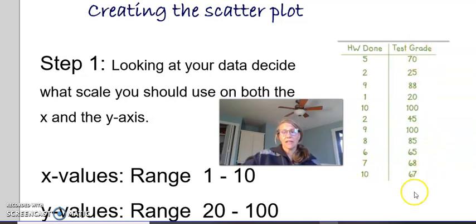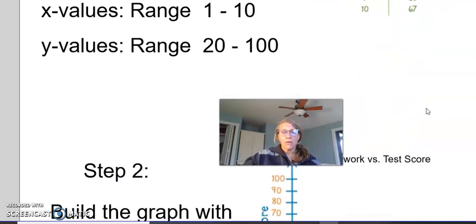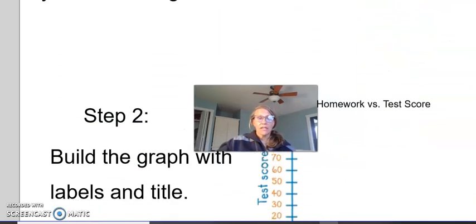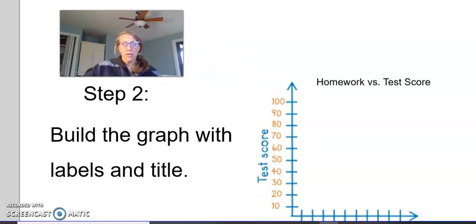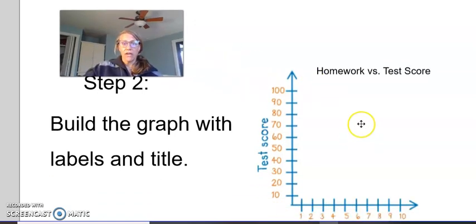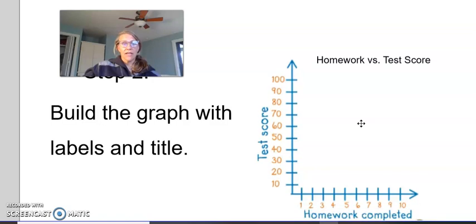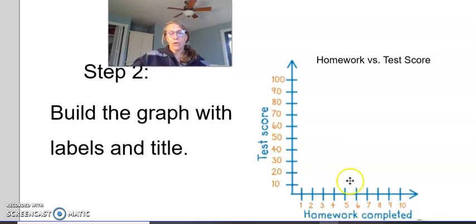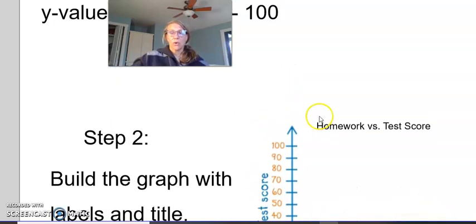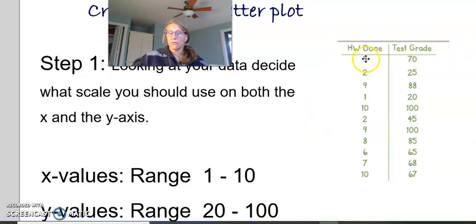Same thing with the y-axis. We need it low enough to get 20 on there and up to as high as 100. So we can get all of our data on that. Okay. So now that we know that, then we can set up our graph with our labels. So we're going to build a grid with our labels on it. Notice our x coordinates were all dealing with homework completed, and our y coordinates were the test score, and that is coming from here. Okay.